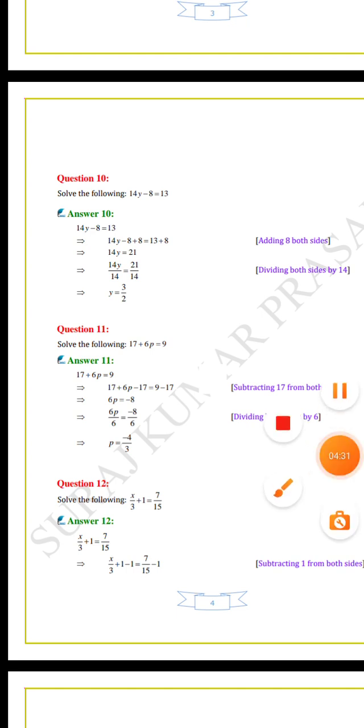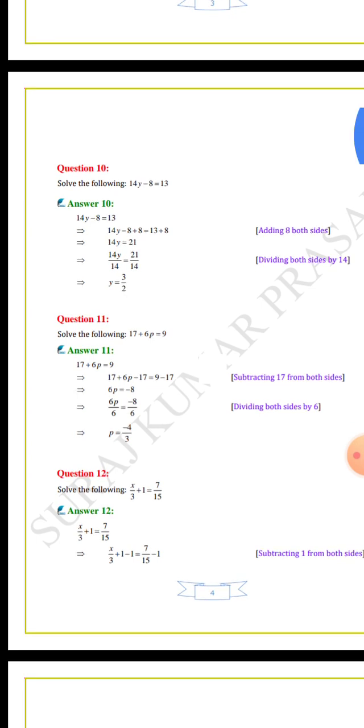Question number 10. Solve the following: 14y minus 8 is equal to 13. Then by adding 8 on both the sides, we get 14y minus 8 plus 8 is equal to 13 plus 8. Then we get 14y is equal to 21. Then by dividing by 14 on both the sides, we get 14y by 14 is equal to 21 by 14.